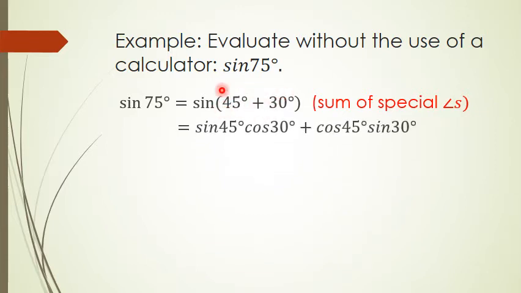Then we can expand this using the compound angle formula for sine. That's sine 45 degrees cos 30 degrees plus cos 45 degrees sine 30 degrees. Now, since these are special angles, we can substitute the values. Sine 45 is root 2 over 2. Cos 30 is root 3 over 2. Plus cos 45 is root 2 over 2. Sine 30 is half.